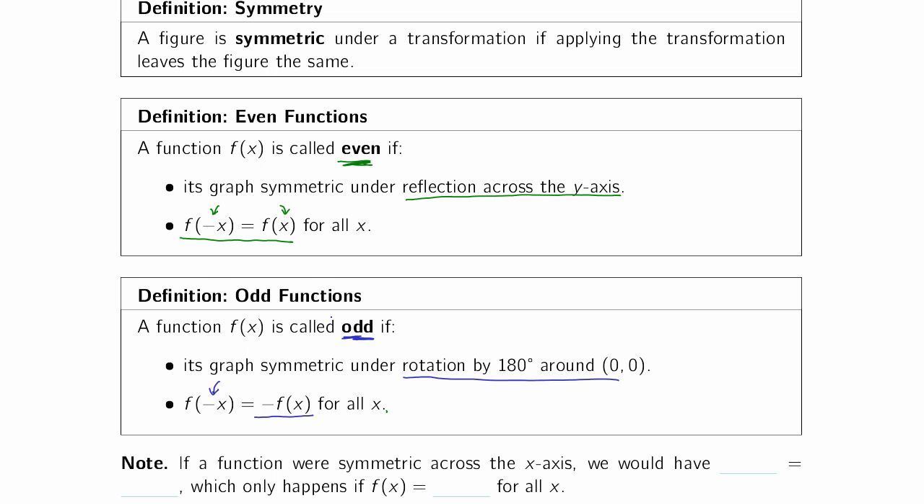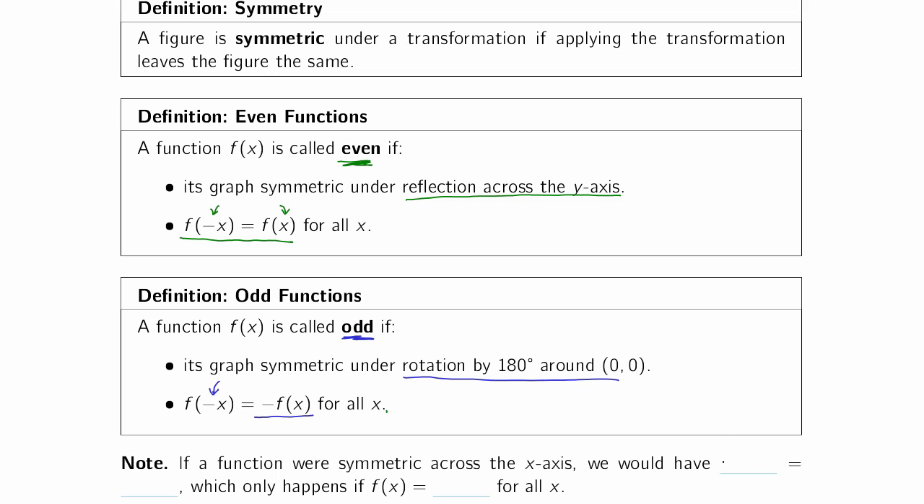And the reason we see that has to do with polynomials. An even power of a variable has that even property. Negative x squared and positive x squared are the same. An odd power of a variable has that odd property. If we take an odd power of negative x, that's the same as taking an odd power of x and then making it negative.